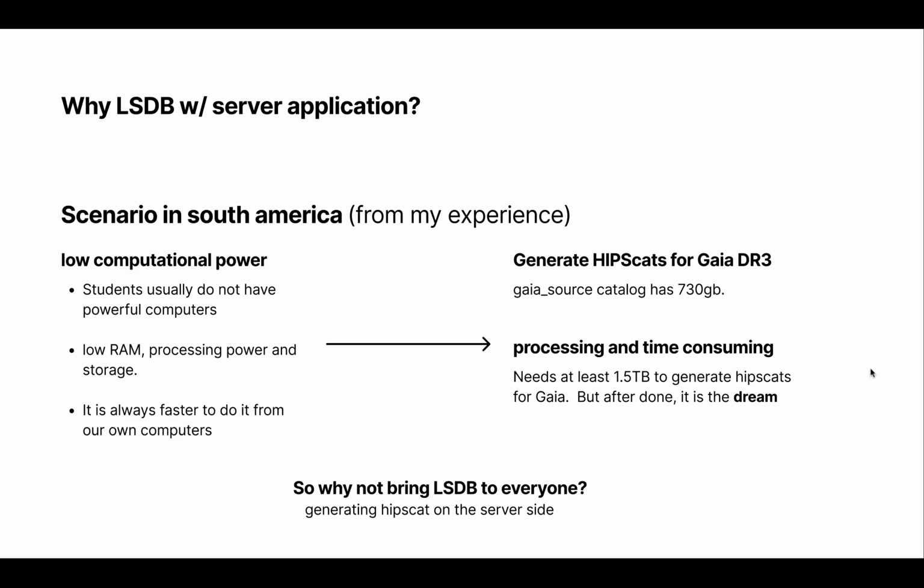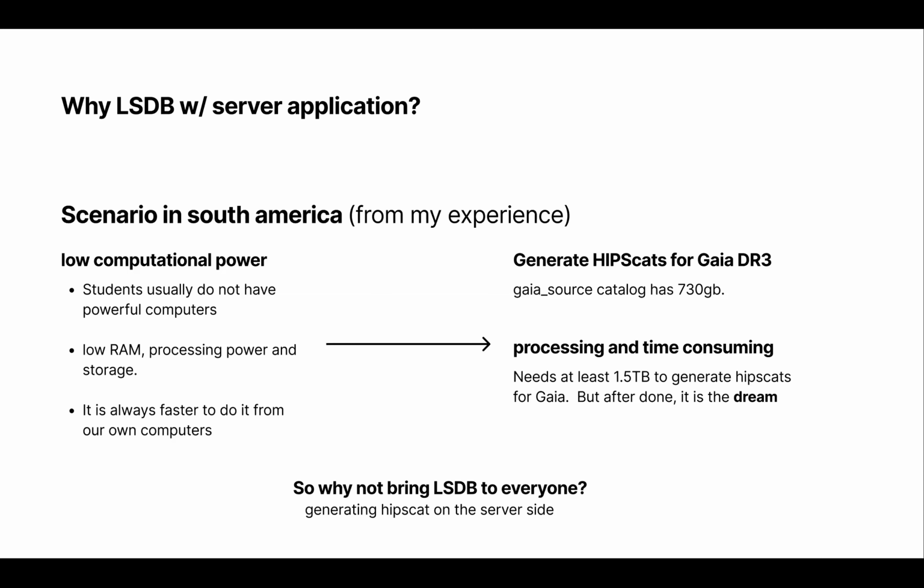And I gave an example here: the Gaia DR3 source catalog has 700 gigabytes. And to generate the HiPSCat for this in local storage, we'll need at least 1.5 terabytes, because 700 for the source and another 700 for the HiPSCat generated. But of course, after it's done, it's the dream, because LSDB is almost magic how it works. So our idea here was: why not bring LSDB to everyone, generating the HiPSCat on the server side.